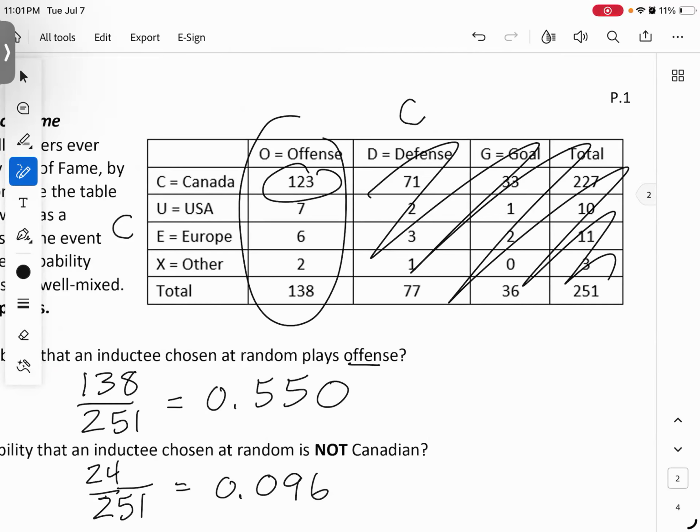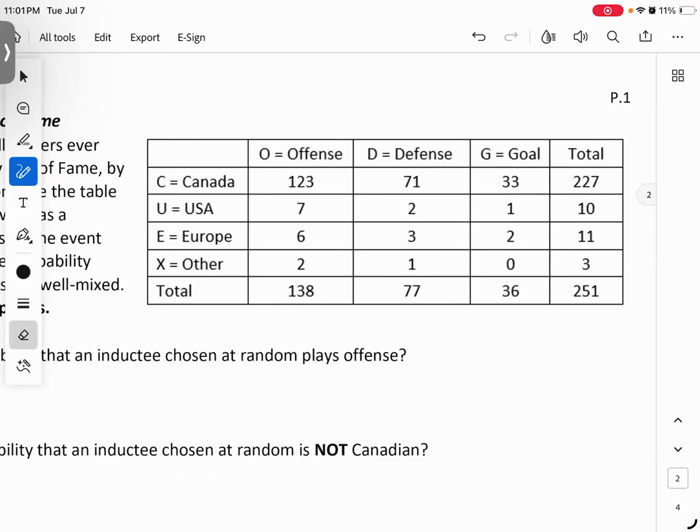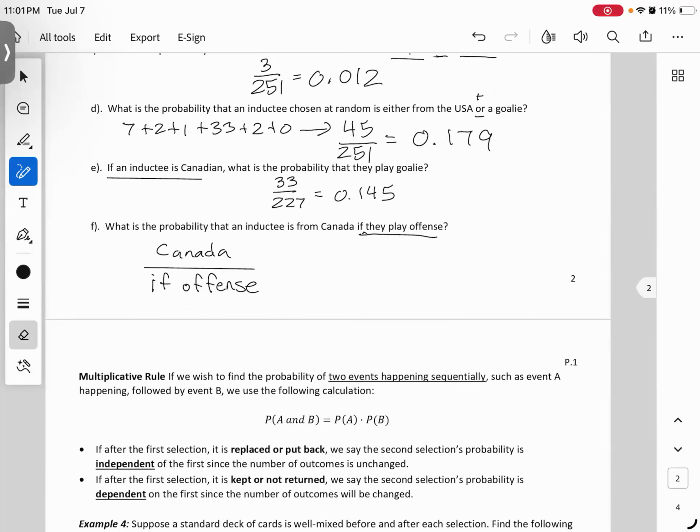And it's 128 out of 138. But when I put this lecture together, I was trying to find a variety of situations, and that right there just about covers it. It might be the big total, it might be just a total from a certain column or a certain row. You would go ahead and divide to get your answer. So of all those that played offense, almost 89, close to 90% of them were from Canada.